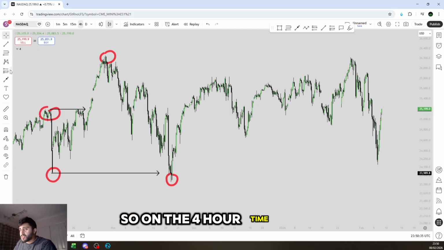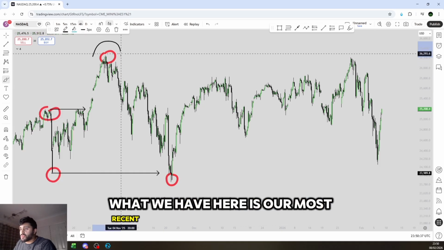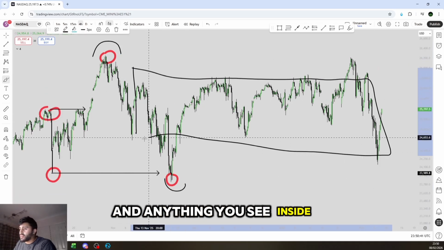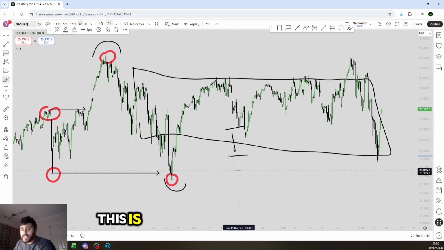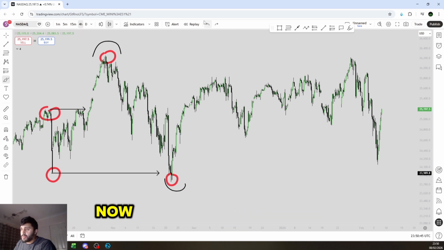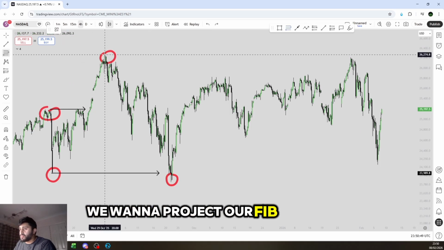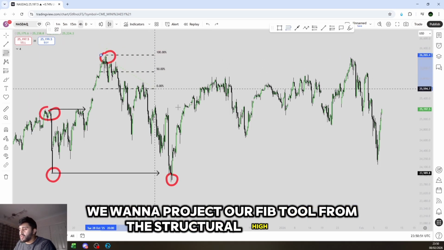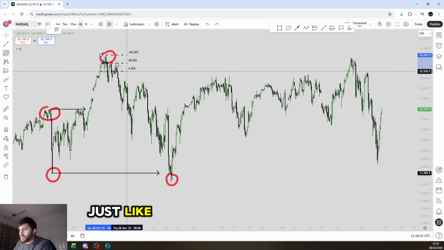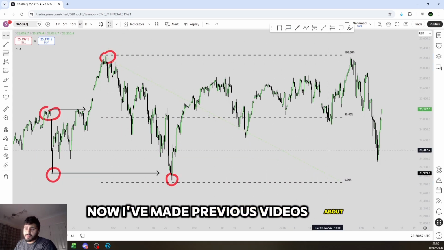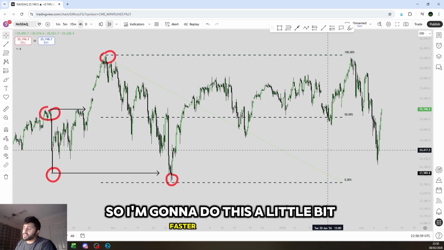So on the 4-hour time frame, what we have here is our most recent high and our most recent low. And anything you see inside is internal, right? This is internal market structure. Now, this is important. So what we want to do is project our fib tool from the structural high down to the structural low, just like this. Structural high down to structural low. Now, I've made previous videos about this, so I'm going to do this a little bit faster.